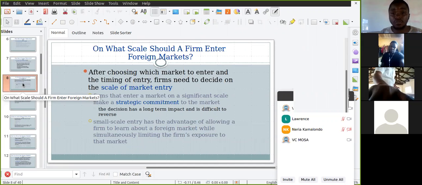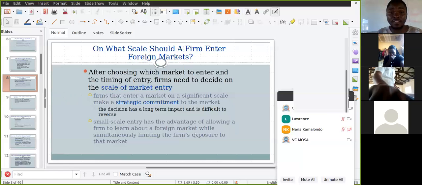On what scale should a firm enter foreign markets? So what should be the quantity? What should be the volume? After choosing which market to enter and the timing of entry, firms need to decide the scale of market entry. Firms that enter a market on a significant scale make a strategic commitment to the market. The decision has a long-term impact and is difficult to reverse.